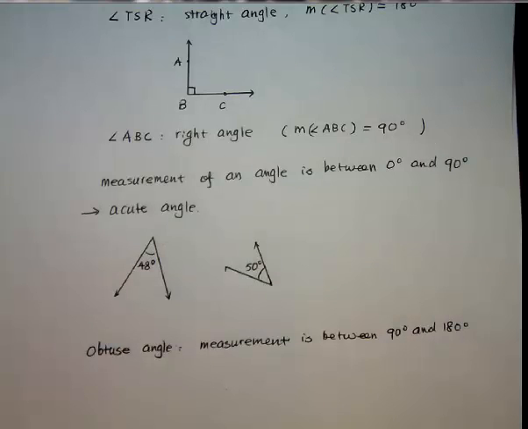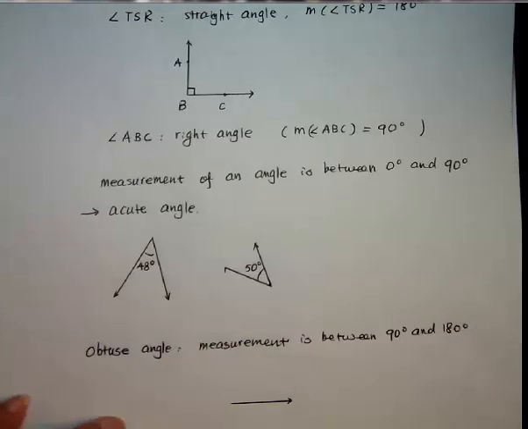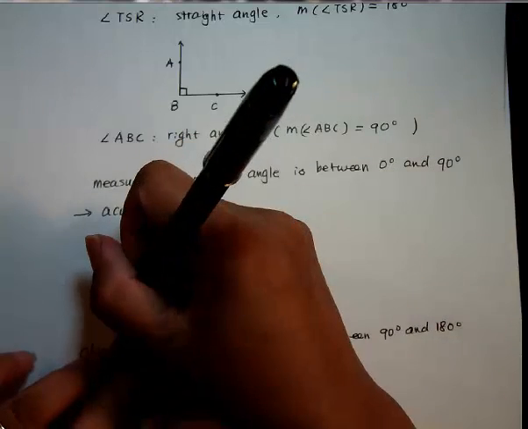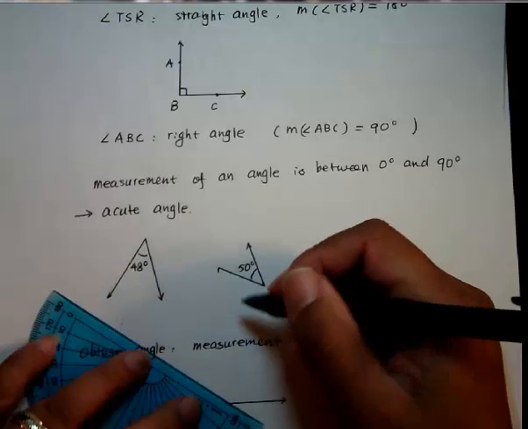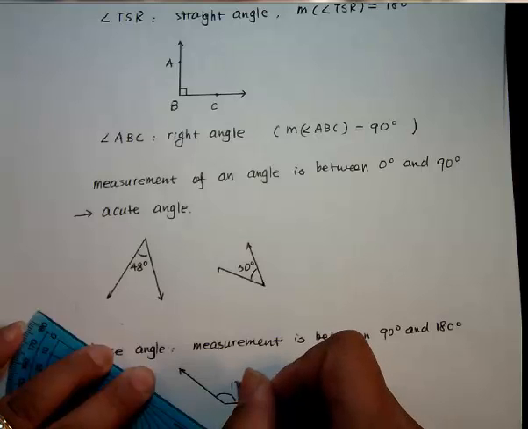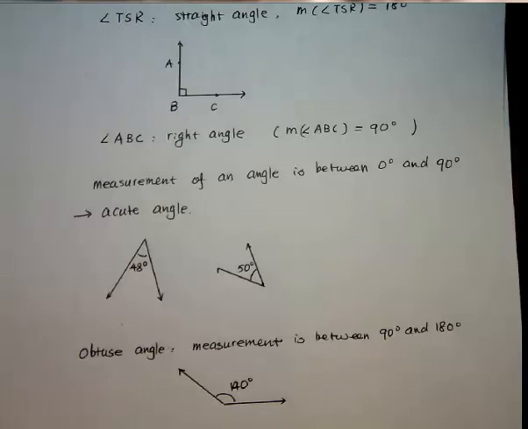Let's take a look at this angle. Maybe I'm trying to graph an angle that is 140 degrees. This is the obtuse angle, essentially between 90 degrees and 180 degrees. Alright, how about some relations between some angles?